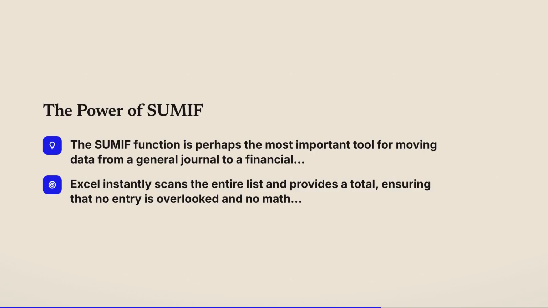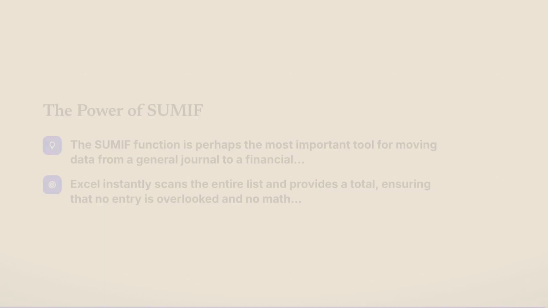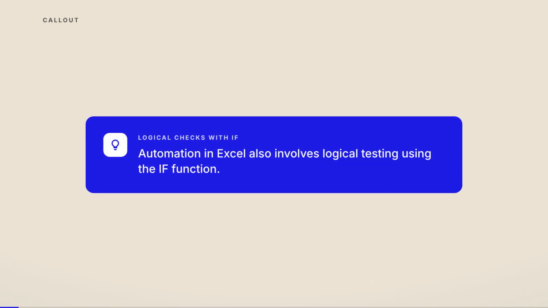Imagine you have 100 transactions. Instead of manually searching for every cash entry, you write equals SUMIF, point it at your account column, type cash as your criteria, and point it at your amount column. Excel instantly scans the entire list and provides a total, ensuring that no entry is overlooked and no math error is made.